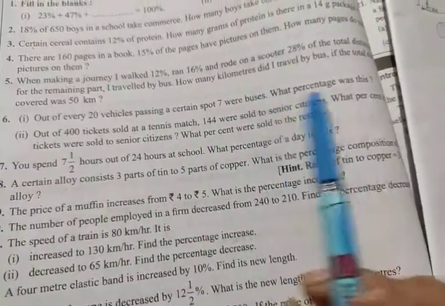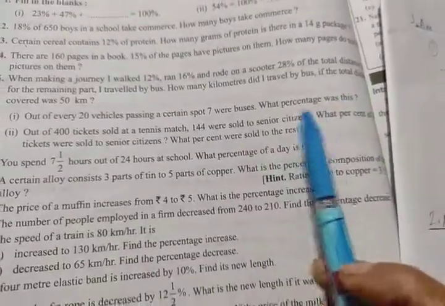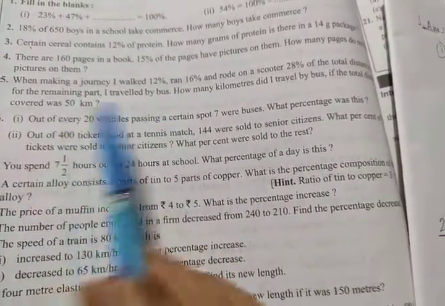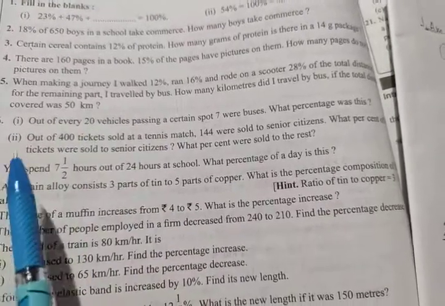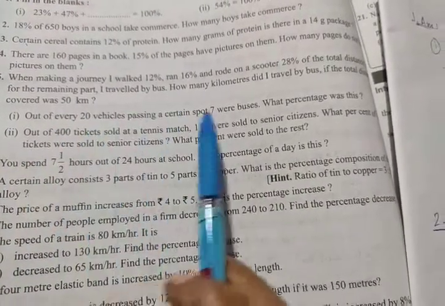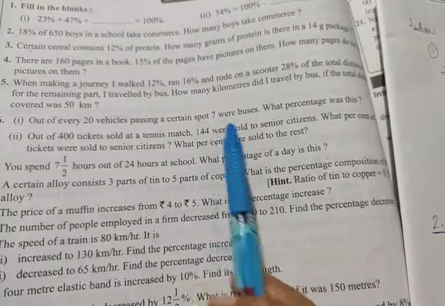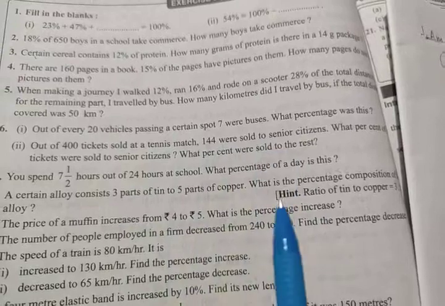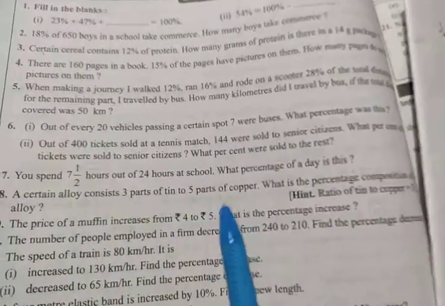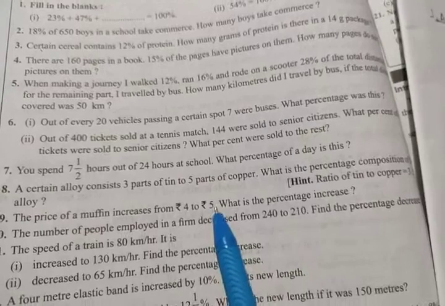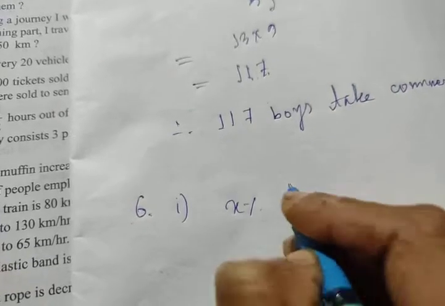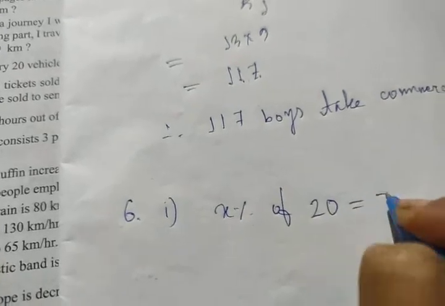Here the percent is not given. What percent was this? The percent is not given, we need to find it. Some percent of 20. What is the total number of vehicles here? 20. Some percent of 20. And here 7 were buses. 7 is the specific number for buses. Therefore, some percent of 20 is equal to 7. Since we don't know the percentage, we can assume it as x. Is it clear? So we write the expression: x percent of 20 is equal to 7.